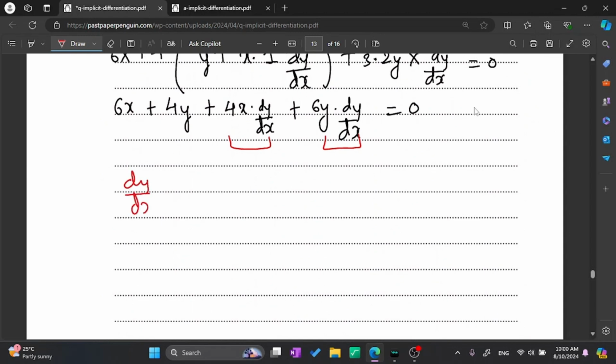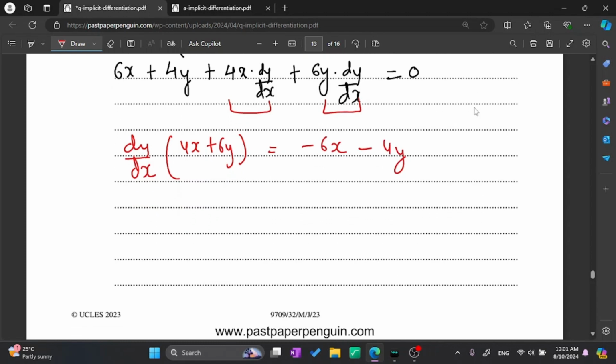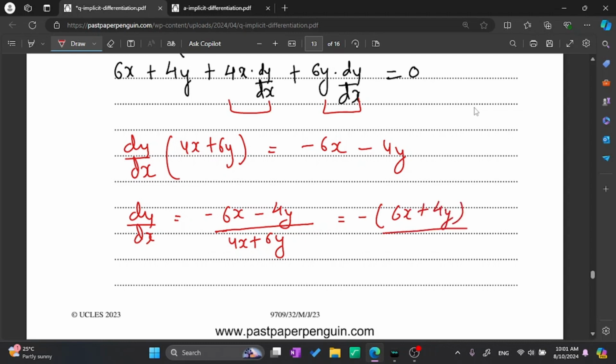Let's take dy over dx common. We get 4x plus 6y. And when we send these on the other side, we get minus 6x minus 4y. Now, let us send this downside. We get dy over dx equals minus 6x minus 4y divided by 4x plus 6y, which can be written as, we take minus common, minus 6x plus 4y divided by 4x plus 6y.